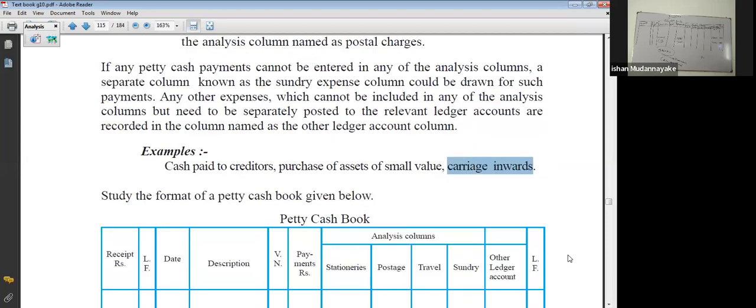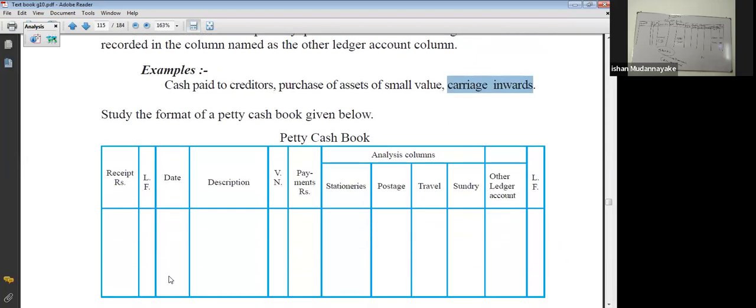Here you can see the structure of the petty cash book. Don't cram this structure. I gave you the logical idea. Receipt means the debit side, and these are the credit side of the petty cash book. Then date and description columns are applicable to receipts as well as payments. Then the payments we can categorize: stationery, postage, traveling, sundry, and other ledger account, and then LF. This is the structure of the petty cash book.